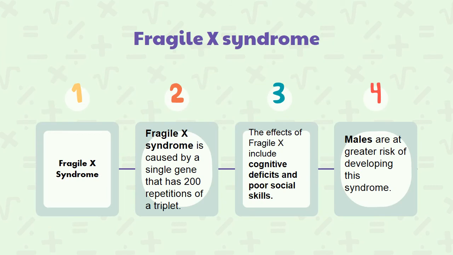Another condition is Fragile X syndrome. It is caused by a single gene that has 200 repetitions of a triplet. It is characterized by cognitive deficits and poor social skills. Cognitive deficits like memorizing, remembering, language, all this will be affected. And males are at a greater risk of developing this syndrome.